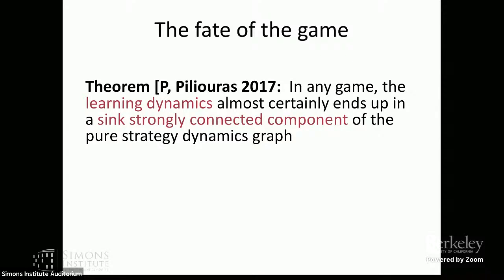A sink connected component is essentially a generalization of pure Nash equilibrium, not the mixed Nash equilibrium. Let's generalize the unequivocally reasonable concept of pure Nash equilibrium in a different direction, and then you get a different solution concept.